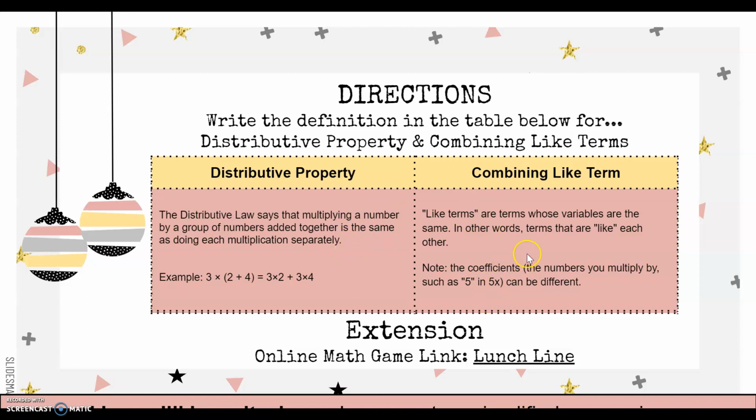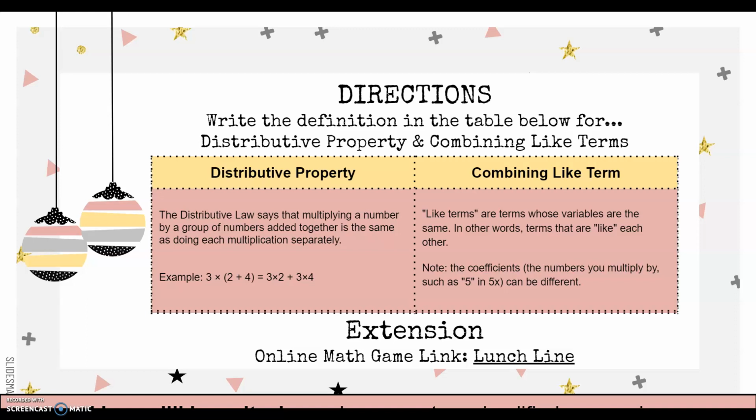Please put these in your own words. Tell me distributive property means I multiply the outside number to all the numbers inside the parentheses. You could say it like that. Combining like terms: you can give me a bunch of examples if you want, or you can just say combining terms that are like. They have the same variable. They have terms with no variables I'm going to combine. Something like that. So try and put it in your own words.